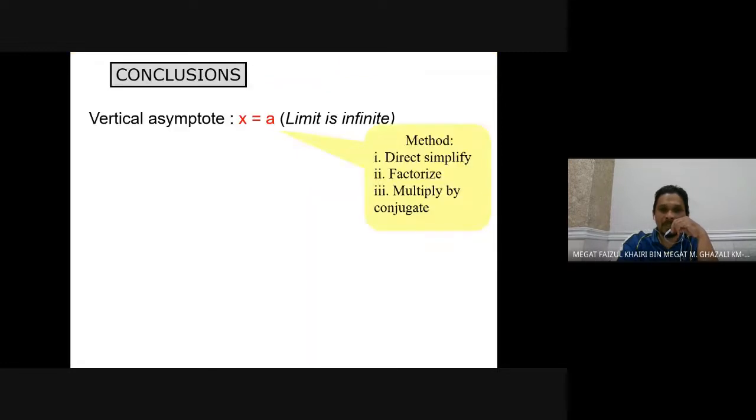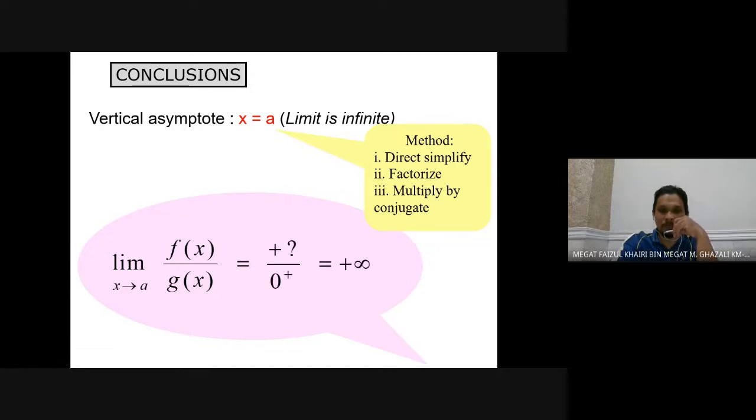Okay, so the conclusion here, which I think you can simply read in the lecture notes by yourself. So when a positive value is divided by 0, approaching from the positive side, it is positive infinity.